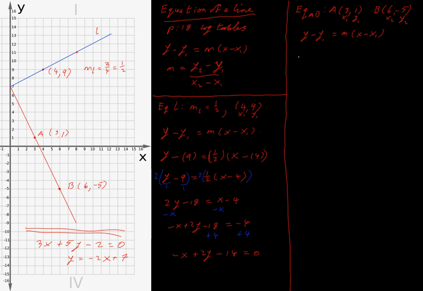So now we're going to find the slope. The slope of AB. We're going to have our y2 minus y1 all over x2 minus x1. Everything in brackets. So y2 is minus 5, minus y1 is 1, all over x2 is 6, minus 3, minus 3.